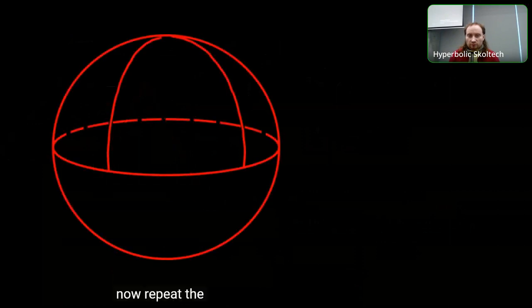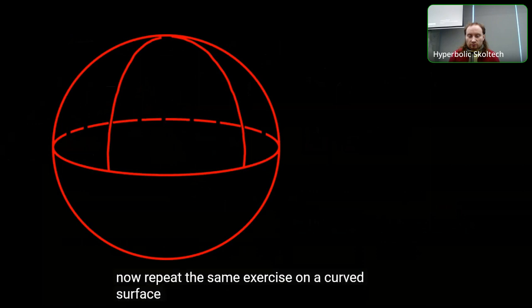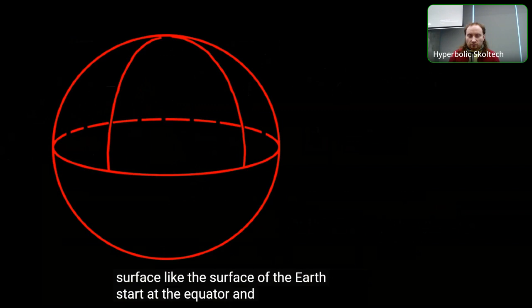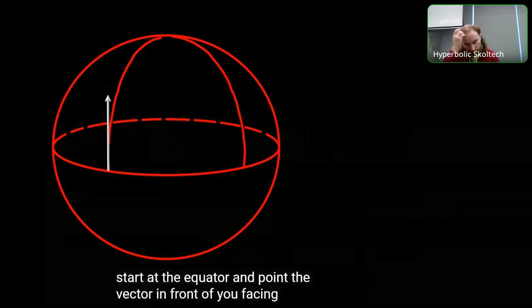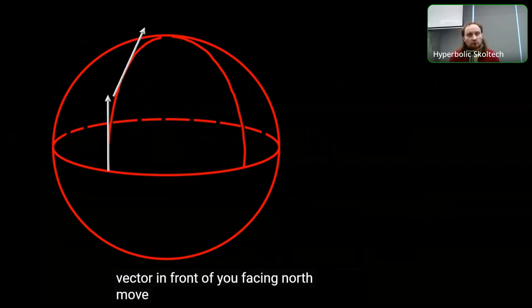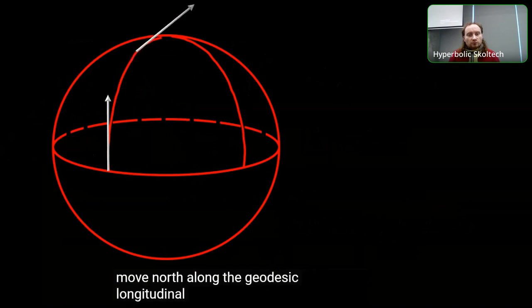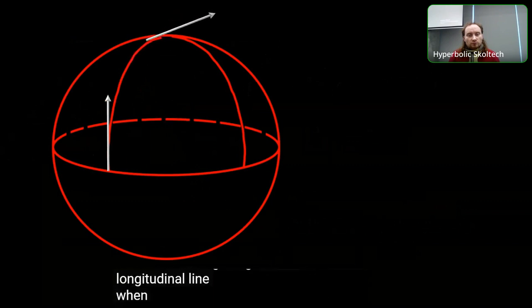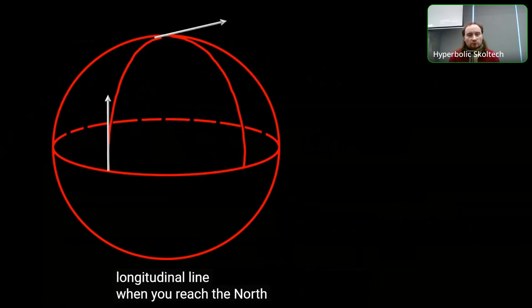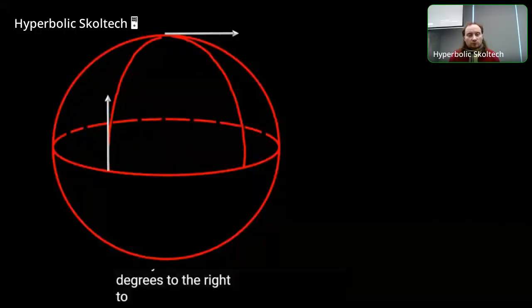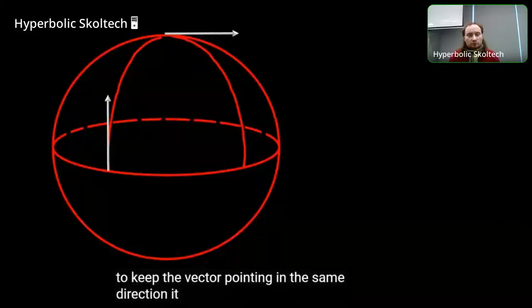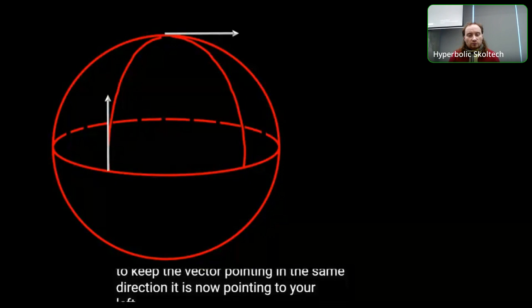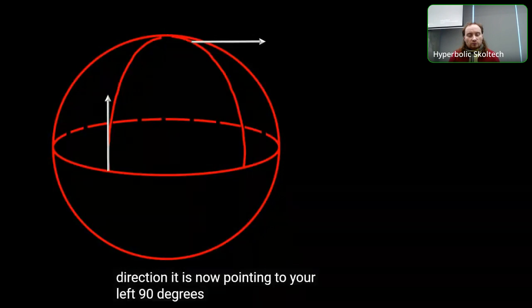Now repeat the same exercise on a curved surface, like the surface of the Earth. Start at the equator and point the vector in front of you, facing north. Move north along the geodesic longitudinal line. When you reach the North Pole, turn 90 degrees to the right. To keep the vector pointing in the same direction, it is now pointing to your left, 90 degrees.